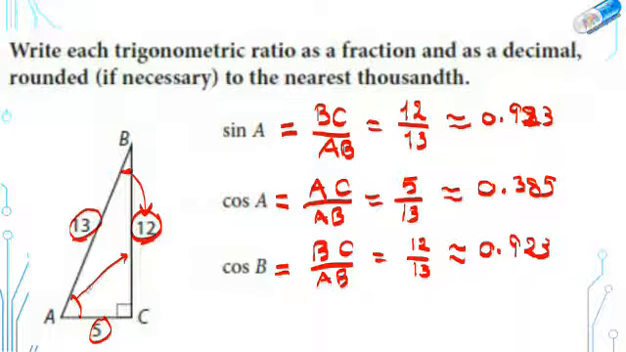If you notice here, sine A and cosine B are equal to each other, because the adjacent for B is the same as the opposite of A, and the adjacent for A is the opposite of B. So sine A and cosine B are equal, and of course cosine A is equal to sine B.